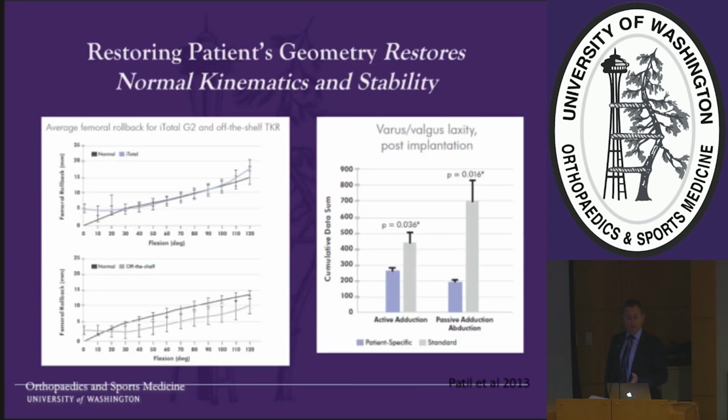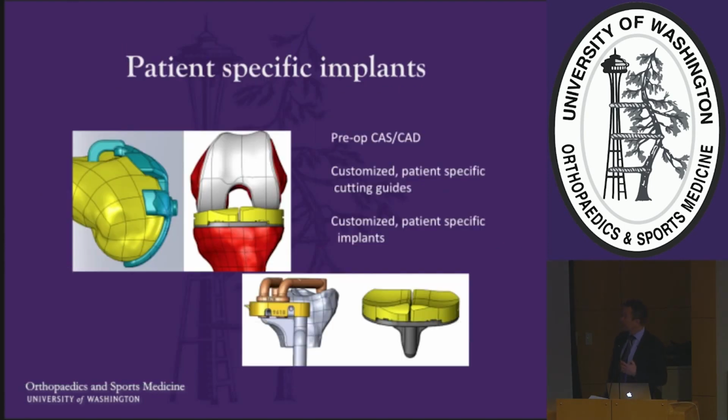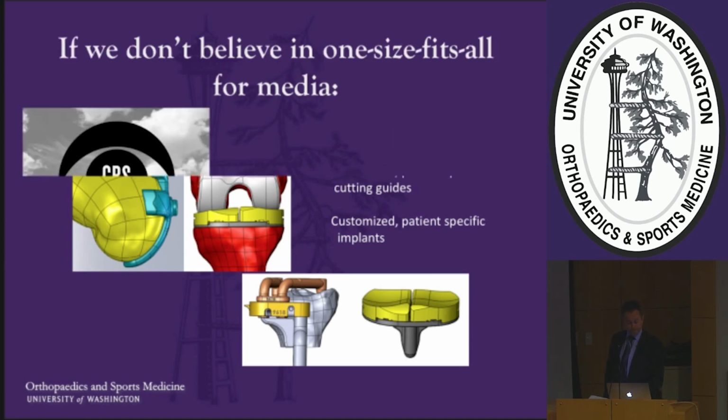And that does a few things. First of all, it allows better reproduction of normal motion, and it eliminates, or almost eliminates, side-to-side laxity. So the knee is going to feel more like a normal knee. So the advantage of patient-specific implants is that because you can shape the implant to fit the patient rather than shaping the patient to fit the implant, you're going to get something that feels more like a normal knee. The patient is going to feel more like the knee behaves properly.